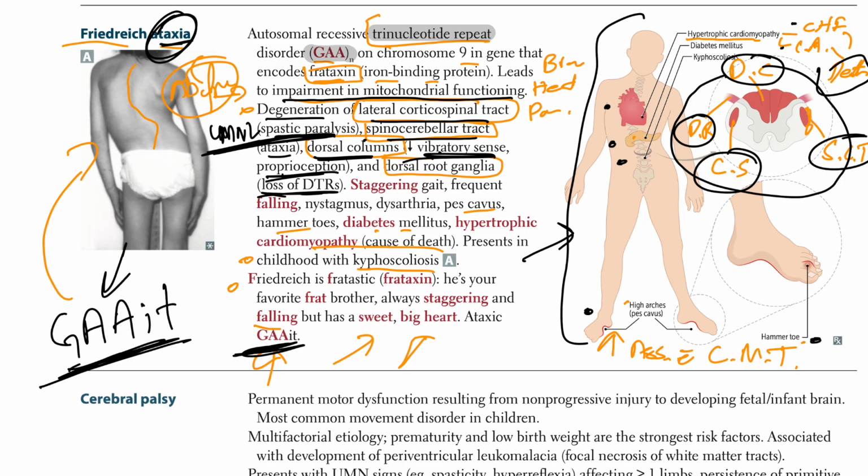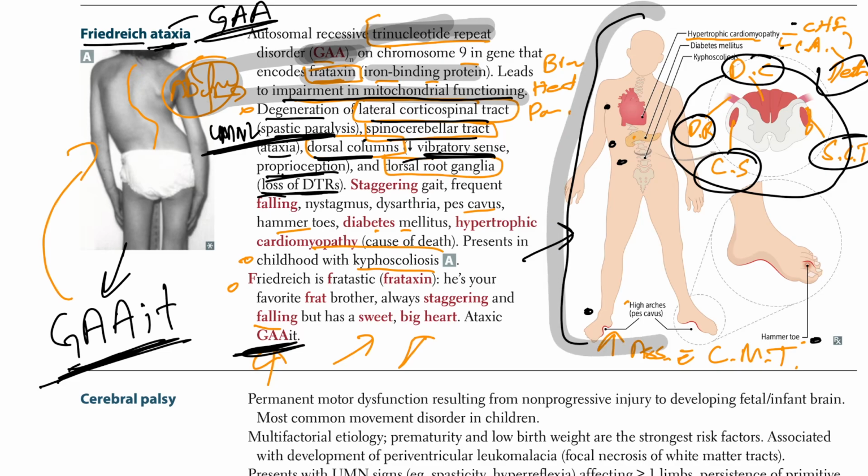So GAA. Friedreich ataxia has a gait problem, as the name suggests. When you talk about gait, you think about GAA. The GAA trinucleotide repeat normally encodes frataxin, the iron-binding protein in the mitochondria. But when you have a trinucleotide repeat, you have abnormal frataxin, which impairs mitochondrial functioning, and that causes all these problems. And that is all for Friedreich ataxia.